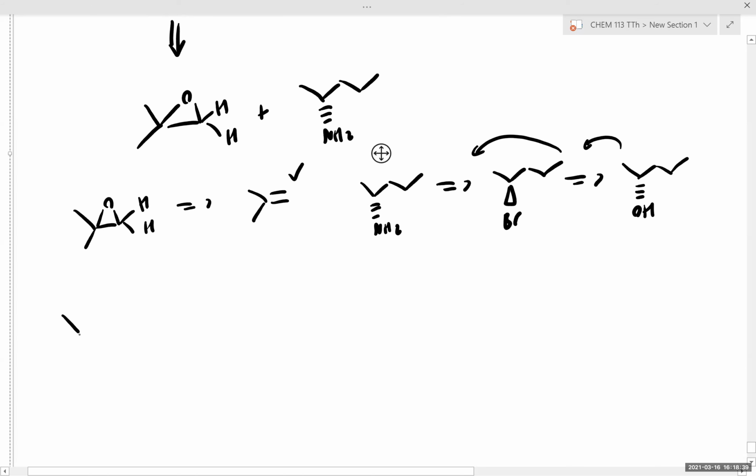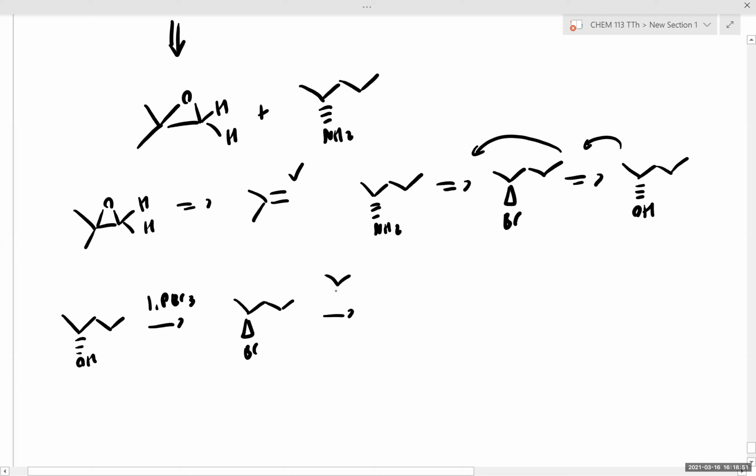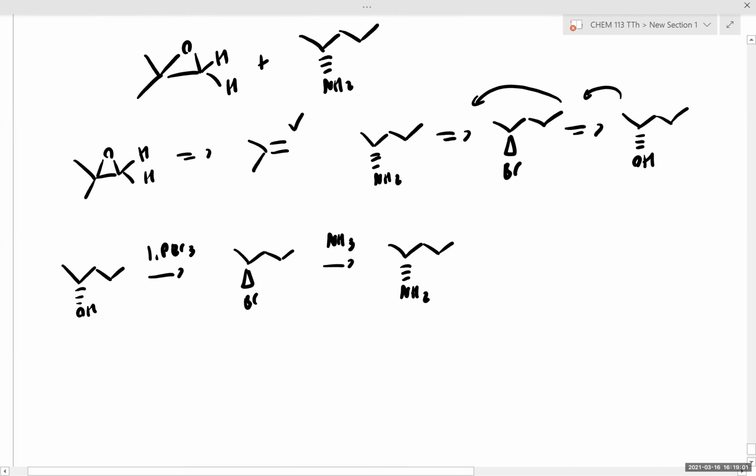So in a forward sense, we take our alcohol, we treat it first with phosphorus tribromide. That in turn would generate the following alkyl halide. We then treat with ammonia. That in turn generates our desired amine. Our alkene we can treat with MCPBA. That in turn gives us our epoxide. And then we treat this amine with our epoxide.